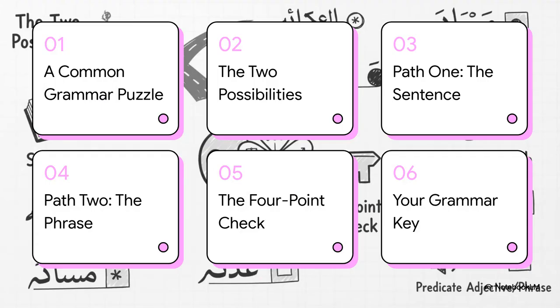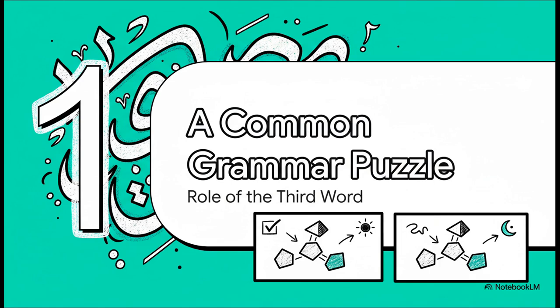And here's how we're going to break it all down. We'll look at the puzzle itself, explore the two different ways it can go, learn the simple check to tell them apart, and then wrap it all up with a grammar key you can use every single time. Okay, let's get right into it. This whole thing really just boils down to one thing: figuring out the job of that third word. Is it the period at the end of the sentence? Or is it just another adjective?